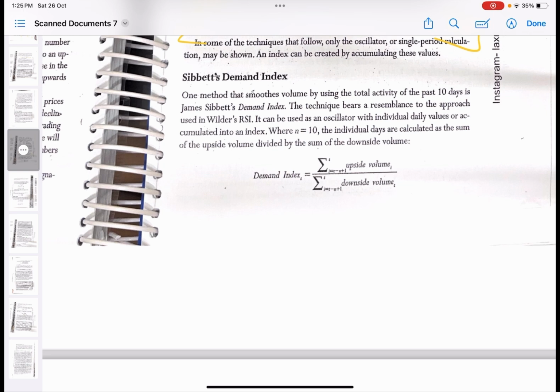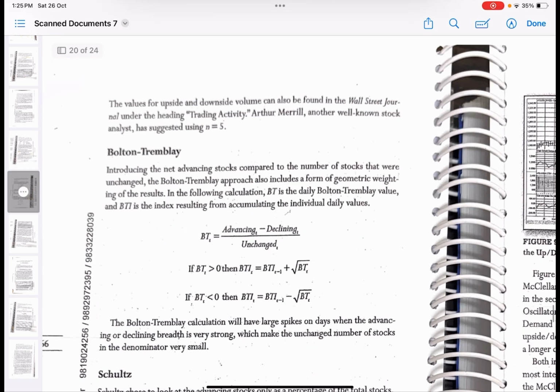The technique bears a resemblance to the approach used in Wilder's RSI. It can be used as an oscillator with individual daily values or accumulated into an index. When n is equal to 10, the individual days are calculated as the sum of the upside volume divided by the sum of the downside volume. So what is Sibbet's demand index? Sum of the upside volume divided by the sum of the downside volume. The values for upside and downside volume can also be found in the Wall Street Journal.